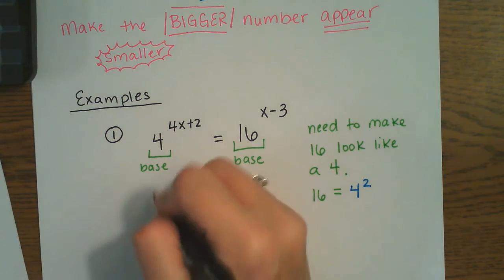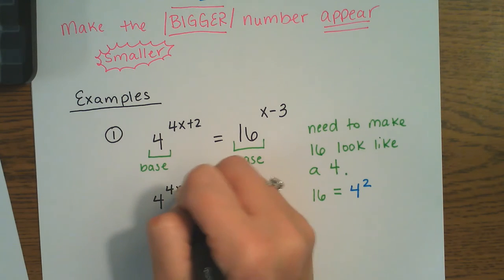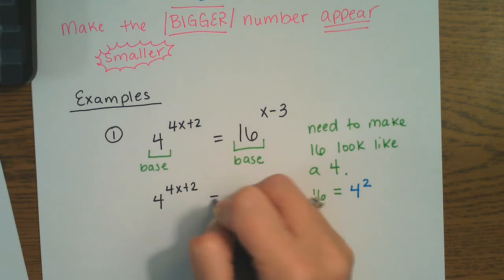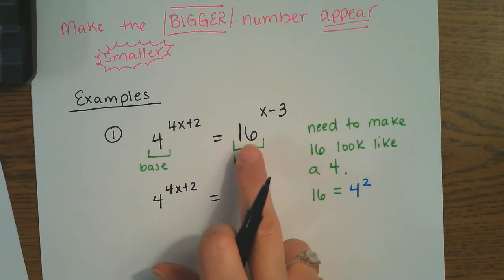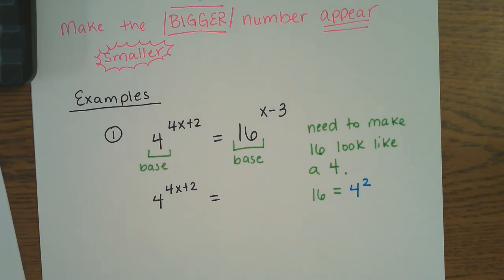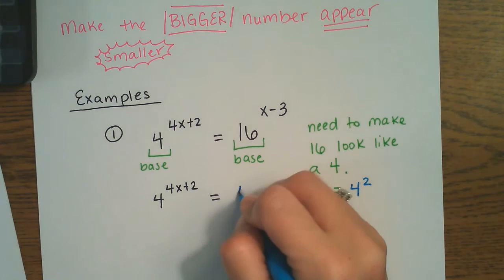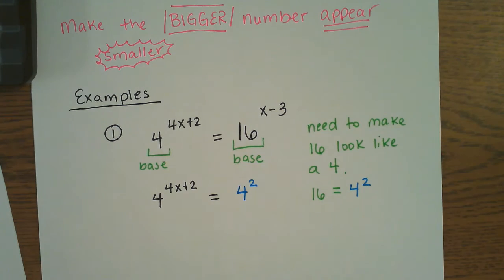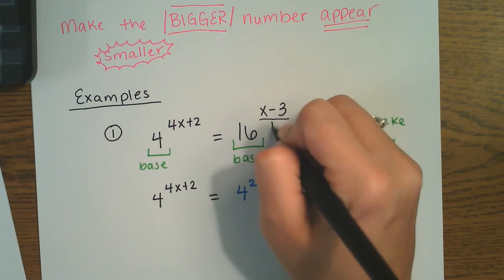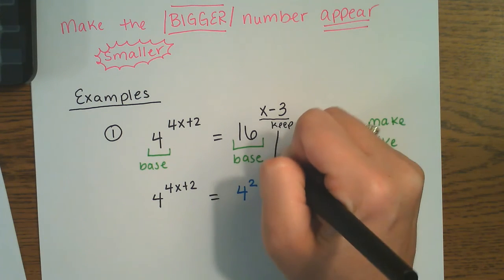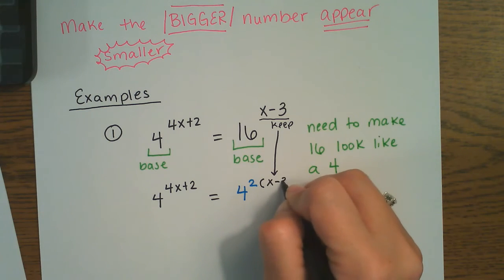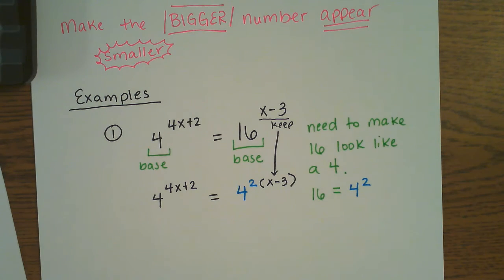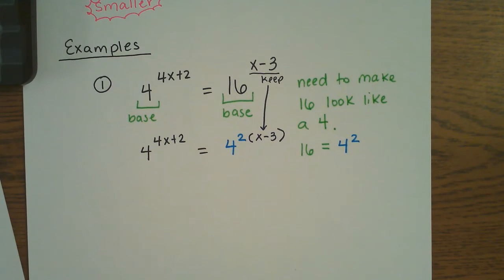All right, so I've got 4 to the 4x plus 2. I can't make that small number look bigger. I can only work with what I have. So I'm going to take that 16 and rewrite it as 4 squared. But I have to keep that x minus 3 that was living there before I did all that. So I'm going to put that in a set of parentheses off to the side there.